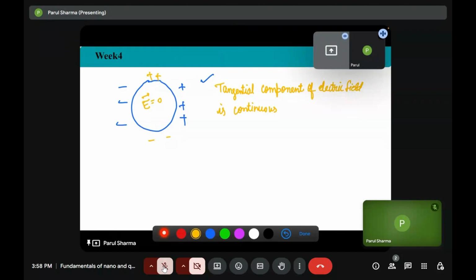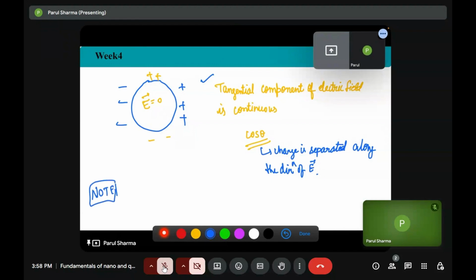So now here cos theta directly tells us that the charge is separated along the direction because of cos theta. So charge is separated along the direction. So there's one more, the density.